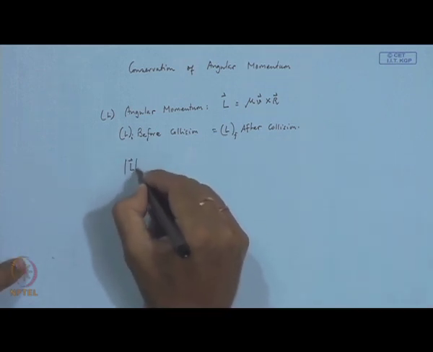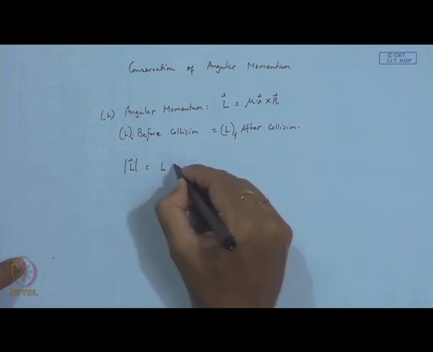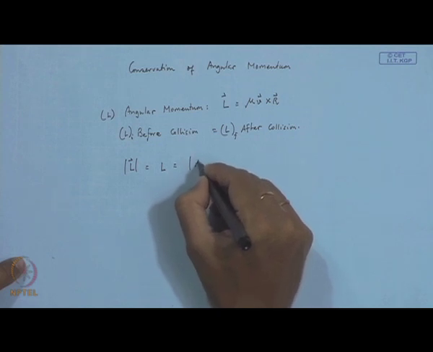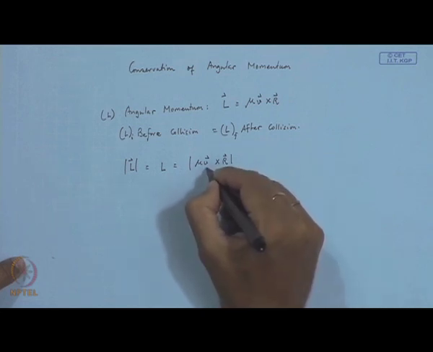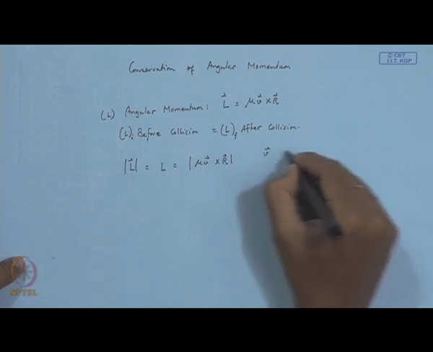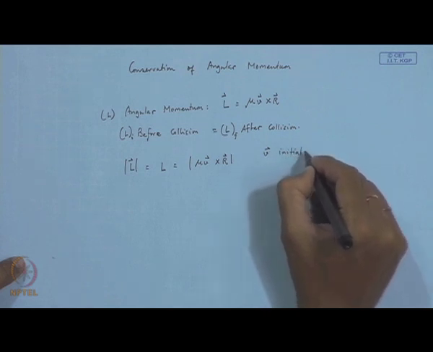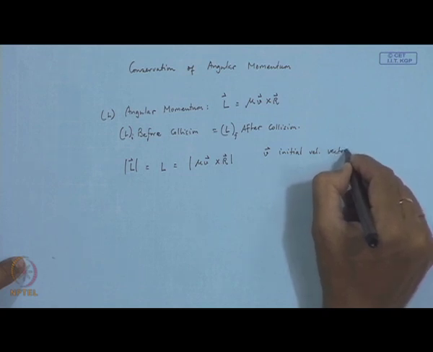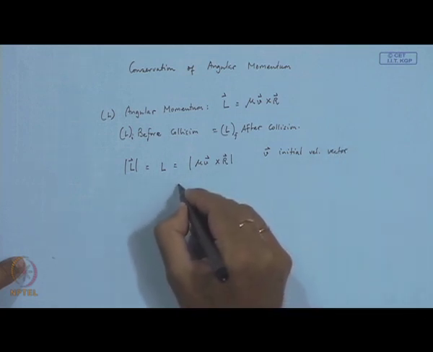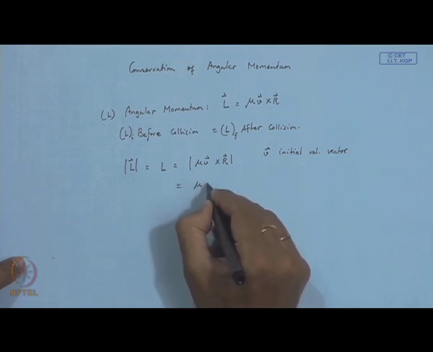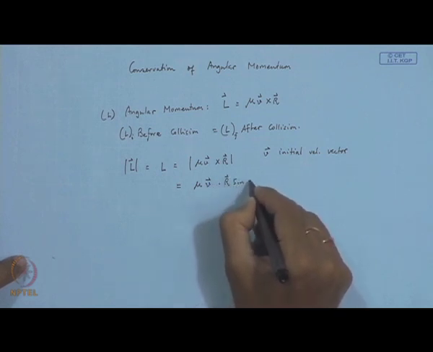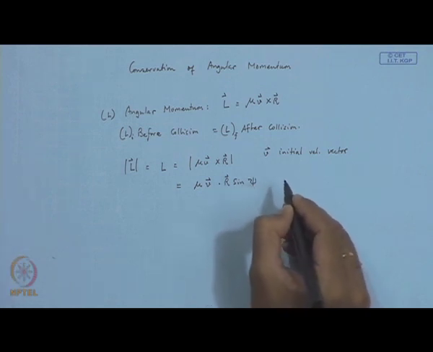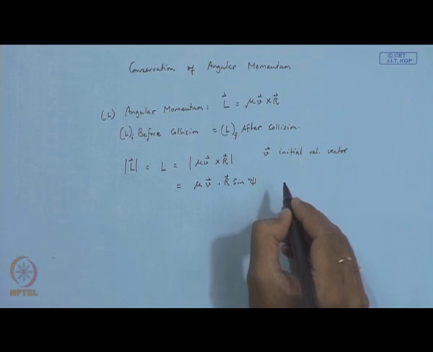So, mod L is equal to L, which is equal to mu v cross r, and in this case v is the initial velocity vector, which is mu v dot r sin psi.